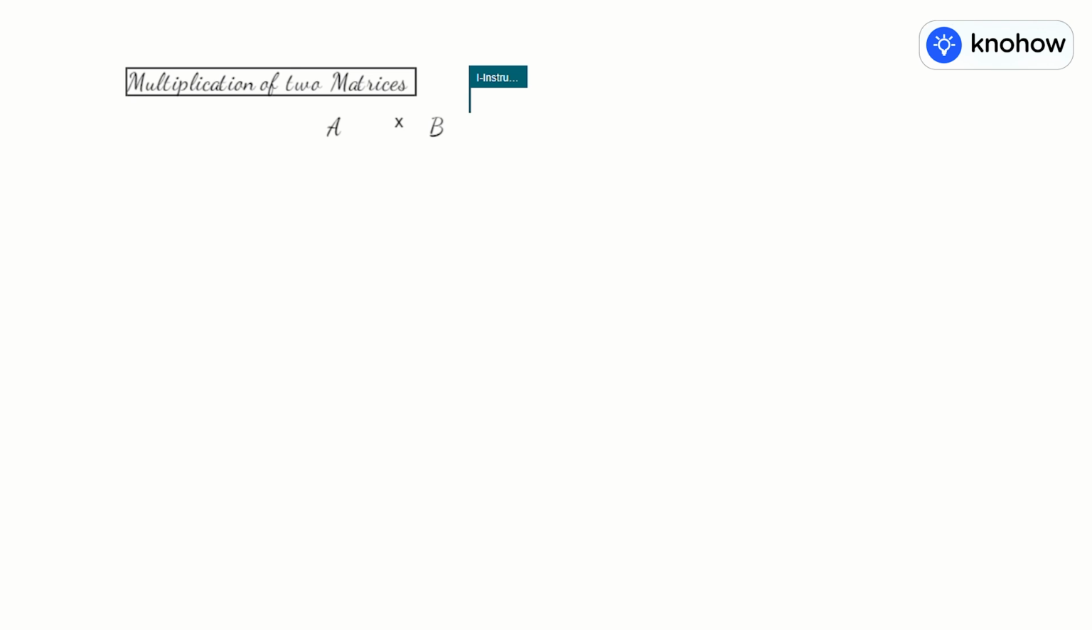First of all, let me tell you that you cannot multiply any 2 matrices in this order AB. Order is to be maintained. Then what is the condition? It is like this. If the order of A is m by n, then the order of B should be n by p, and the order of the resultant matrix, say C, will be m by p.